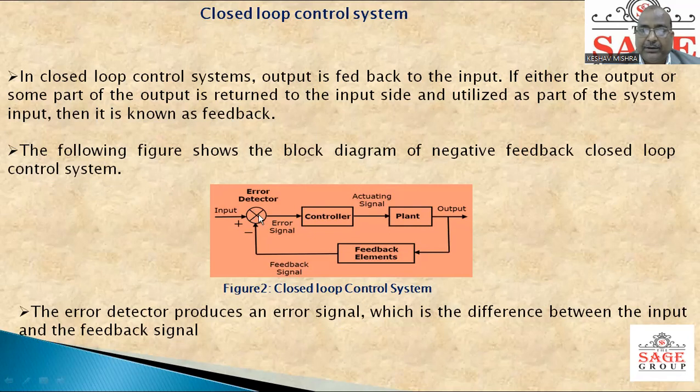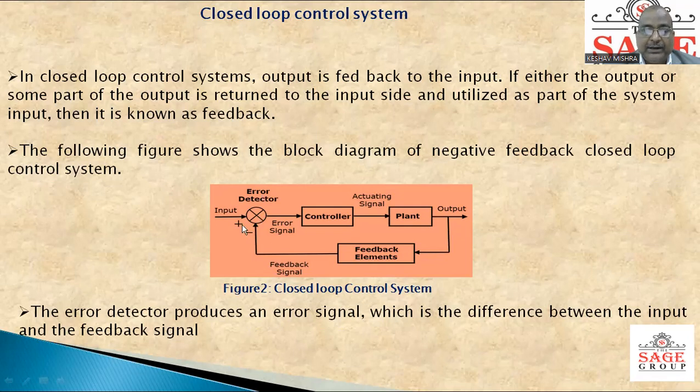This part represents the error detector. To this error detector, we compare the reference input and the signal coming from the feedback path. So basically, this is closed loop. This is taking some fraction of the output, or we can say the output is sampled with the help of feedback elements, and the resultant signal is the feedback signal. This feedback signal is compared at the error detector.